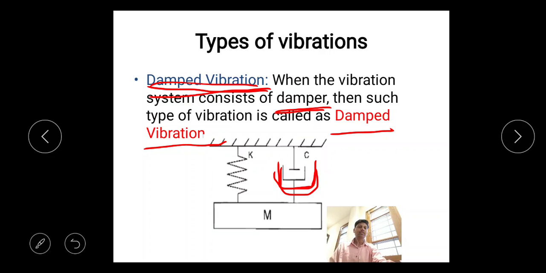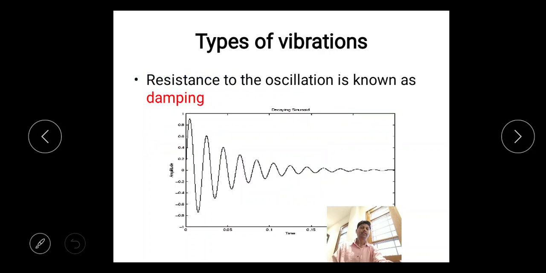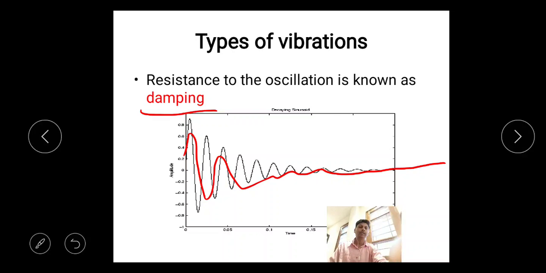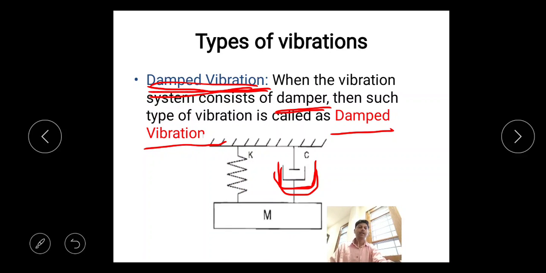Now next we will be discussing damping, and how you are using it. You can observe that there is a vibration, and there is a reduction in the vibration. See, it goes on reducing. So by using a damper, that type of vibration is called damped vibration.